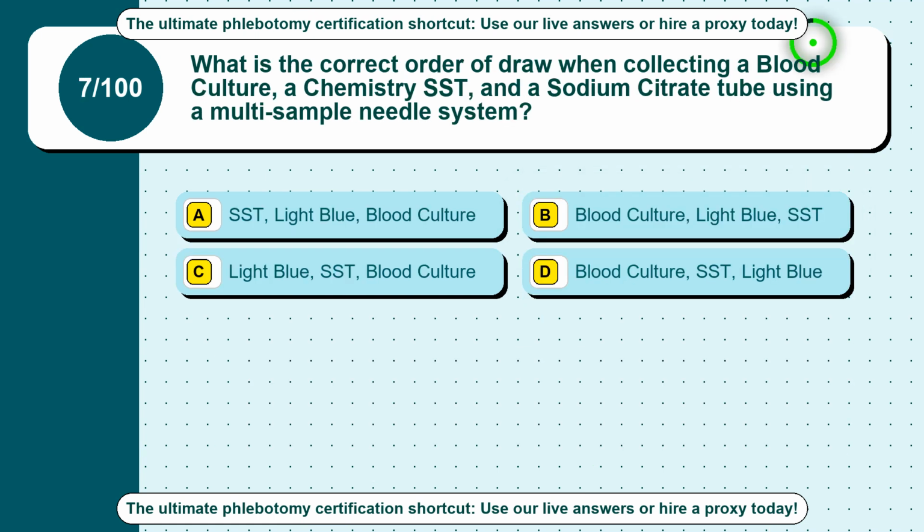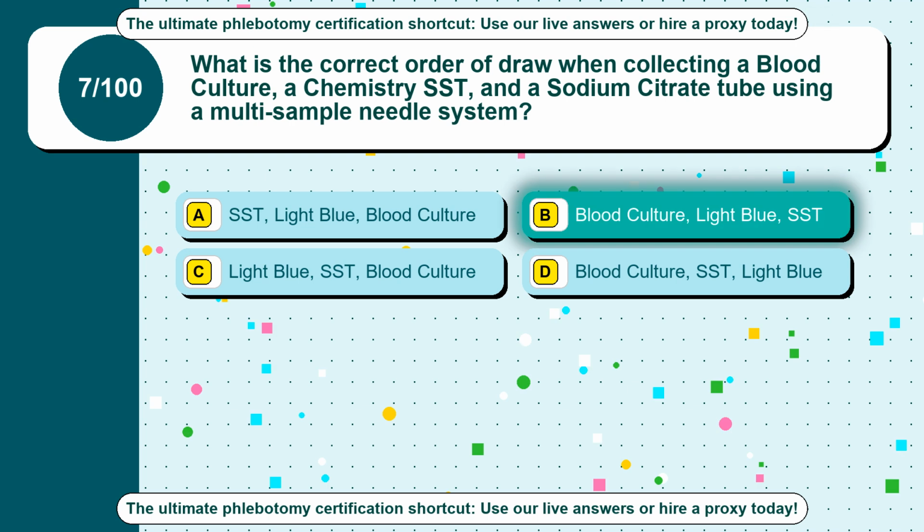Question 7. What is the correct order of draw when collecting a blood culture, a chemistry SST, and a sodium citrate tube using a multisample needle system? Option A, SST, light blue, blood culture. Option B, blood culture, light blue, SST. Option C, light blue, SST, blood culture. Option D, blood culture, SST, light blue. The correct answer is option B, blood culture, light blue, SST.